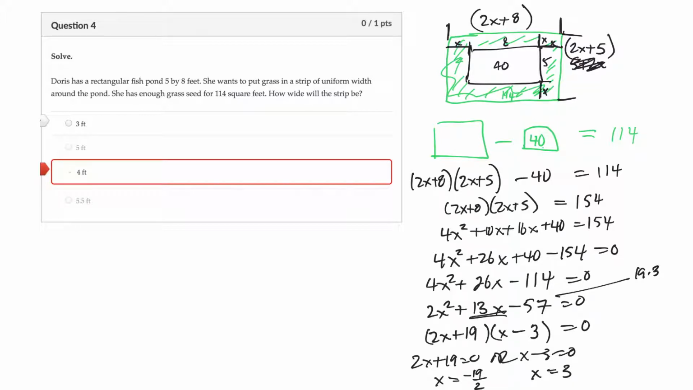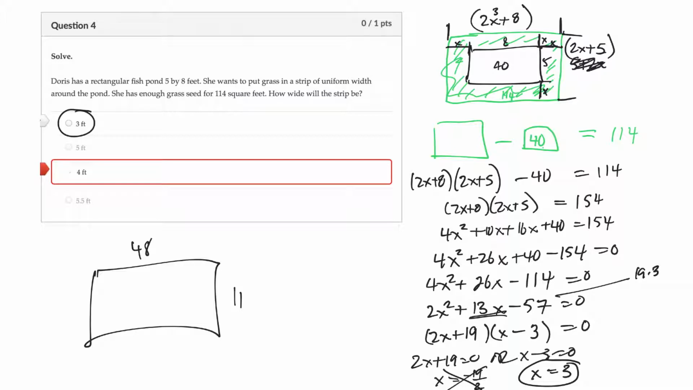Now, you can't have a negative distance on our pond there, so x must be equal to 3. So that would be my answer. And you could check that out. You could plug a 3 in there. Let's do that. Put a 3 in there. 2 times 3 is 6, plus 8 would be 48. And then 2 times 3 is 6, plus 5 is 11. So that's what that would be.